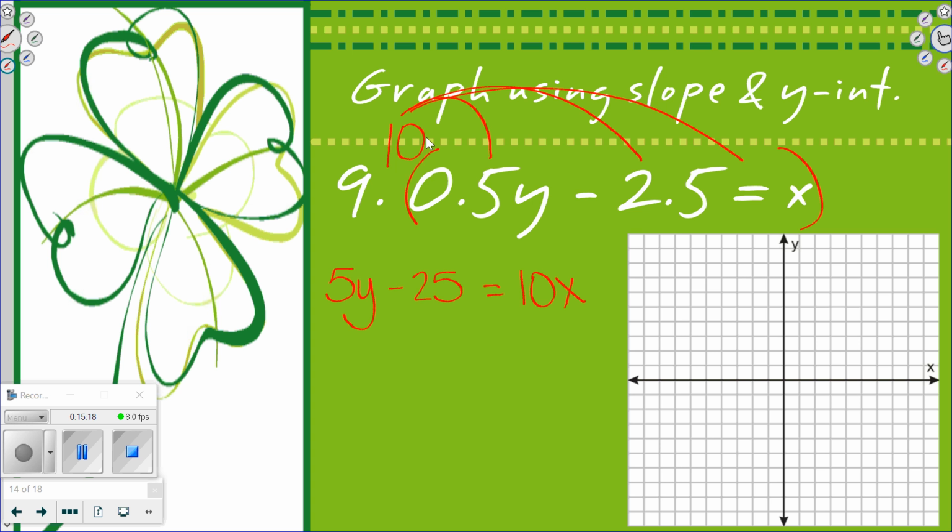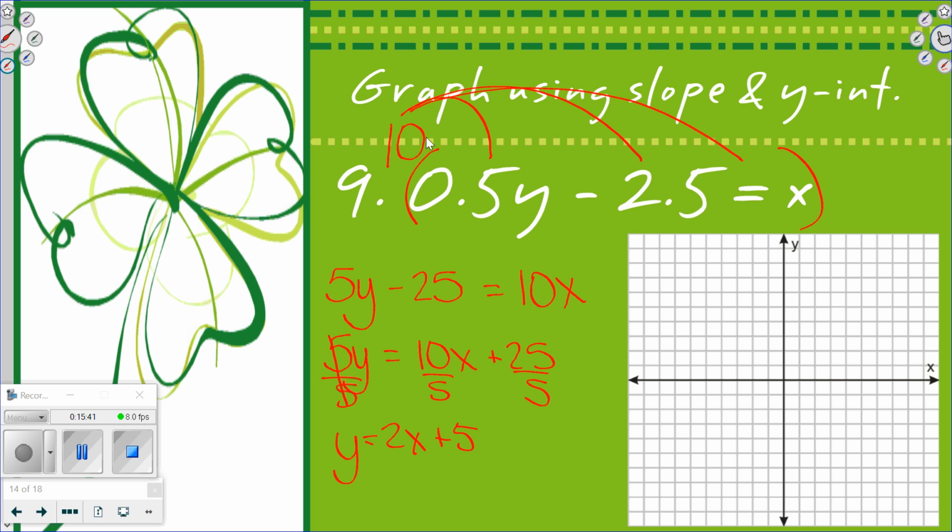All right, what you going to do after you clear your decimals out? Good, let's add the 25. So 5y equals 10x. Negative 25 comes over as positive 25. Divide by 5. So y equals 2x plus 5. That one didn't turn out so bad.